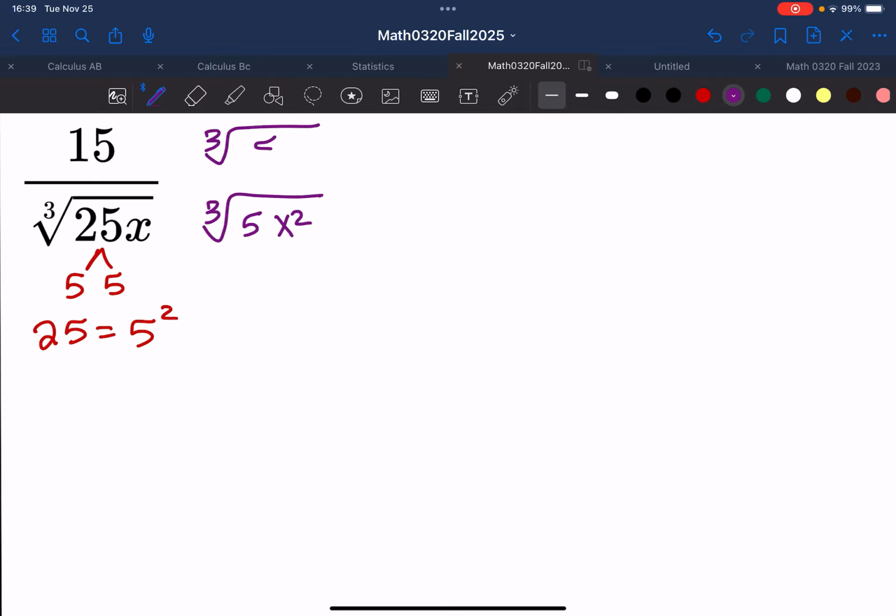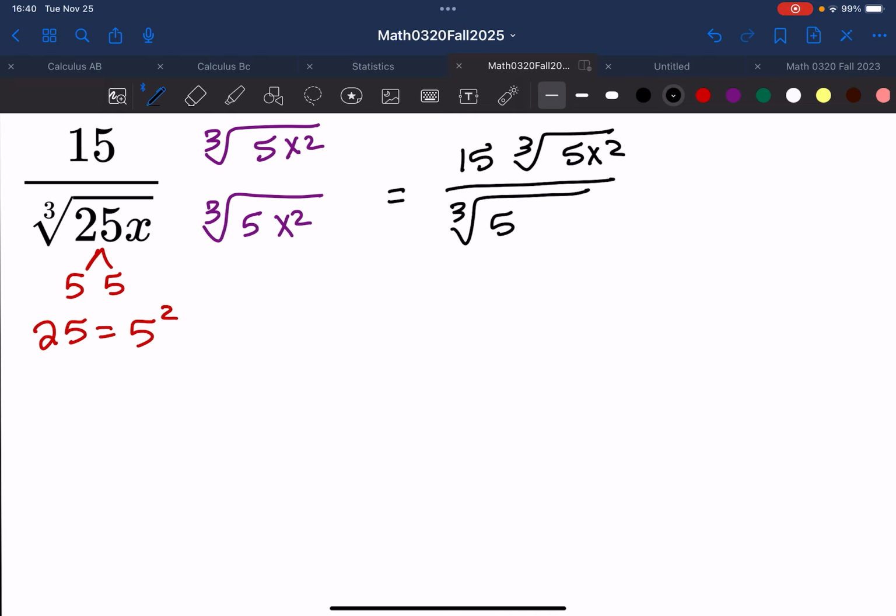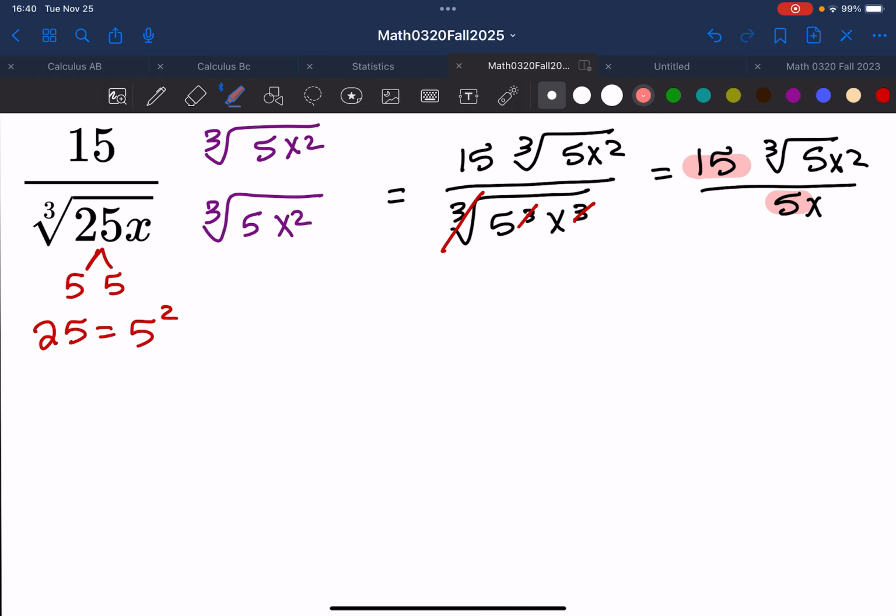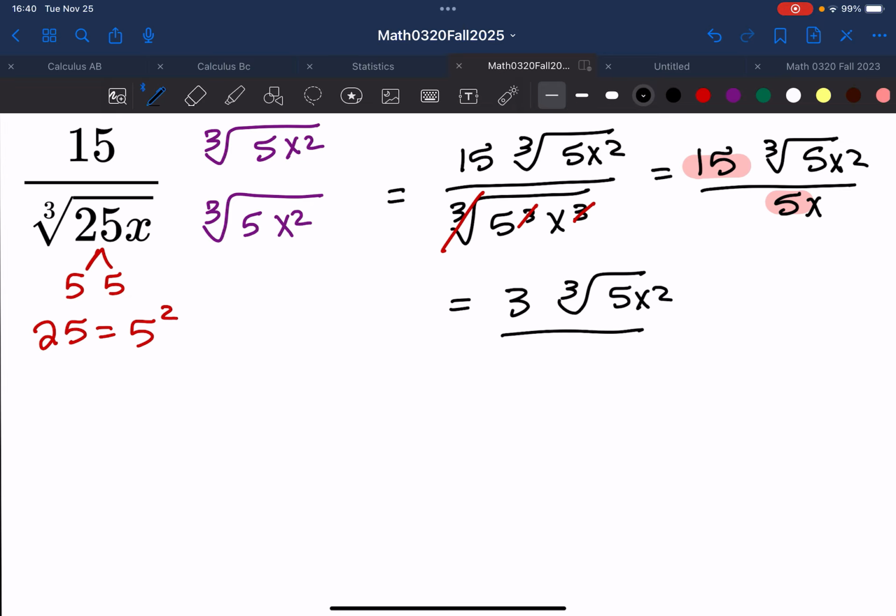So the cube root of 5x squared, which gives me 15 cube root 5x squared over the cube root of 5 cubed x cubed, which these cancel out. And I'm left with 15 cube root of 5x squared over 5x. And then the 15 and the 5 can simplify by dividing them both by 5. And I get 3 cube root of 5x squared over x as my final answer.